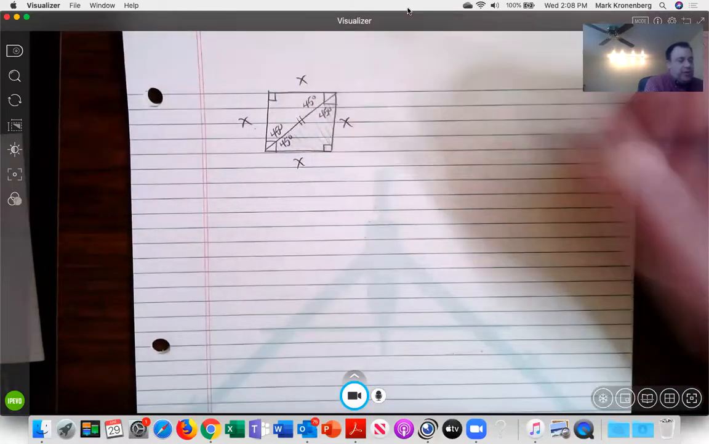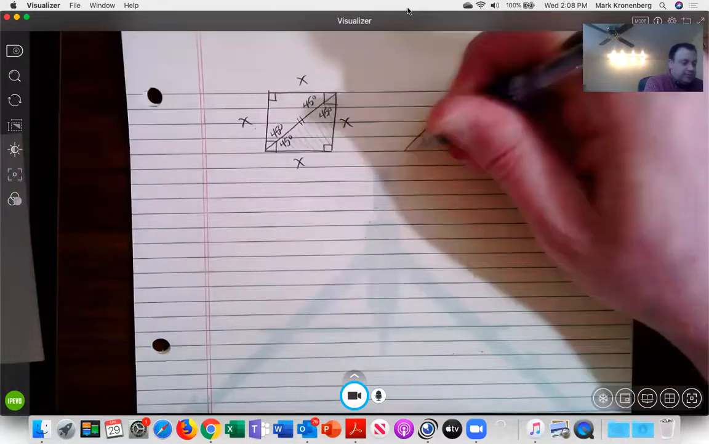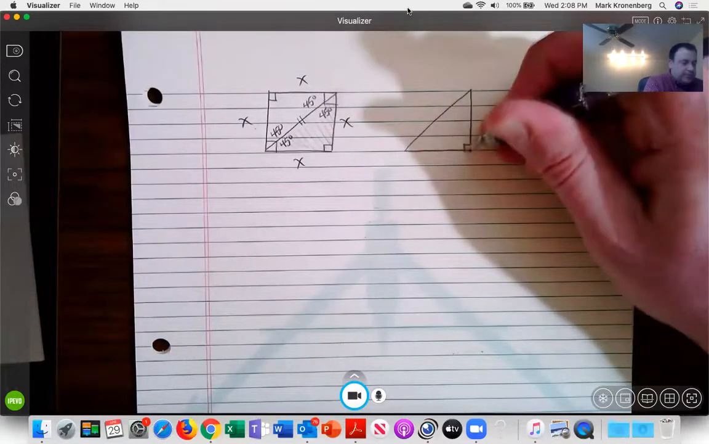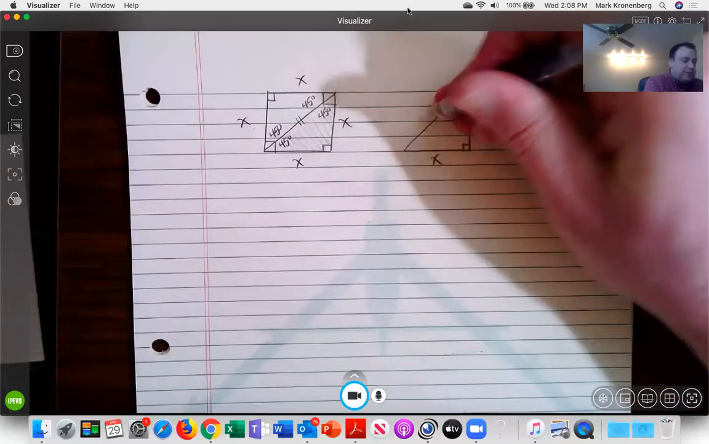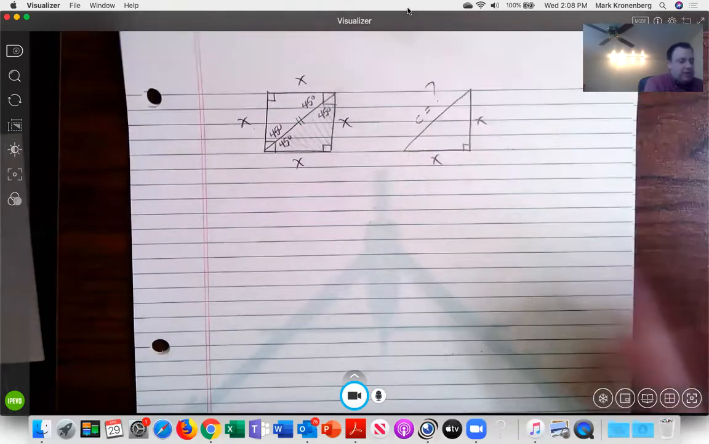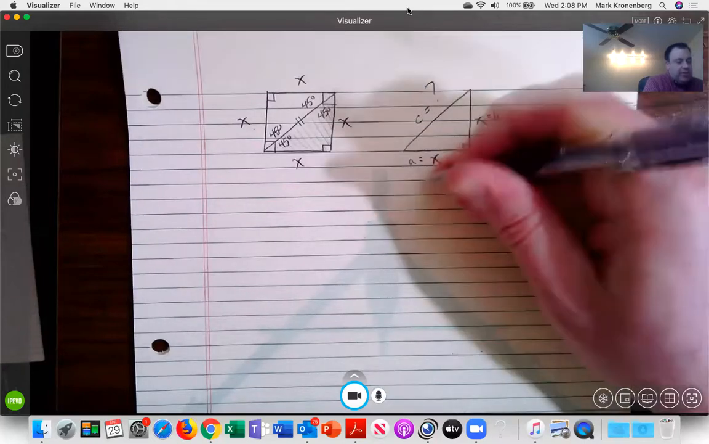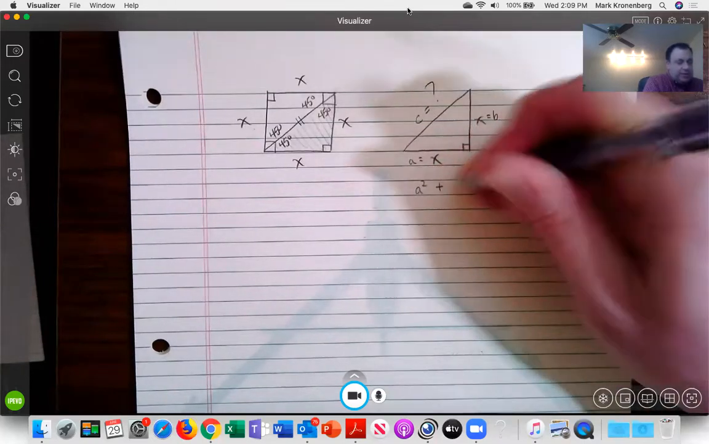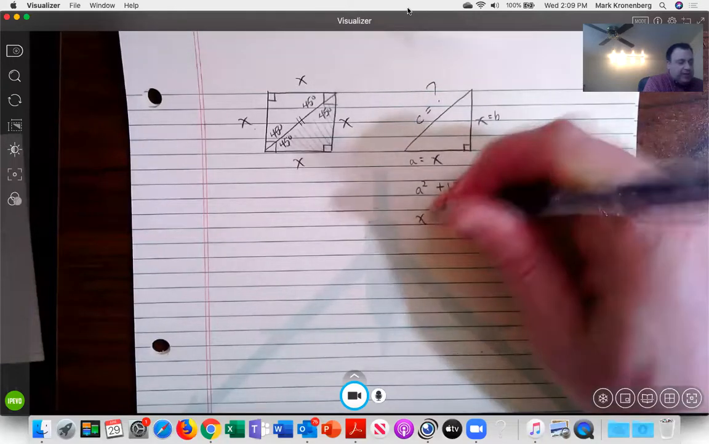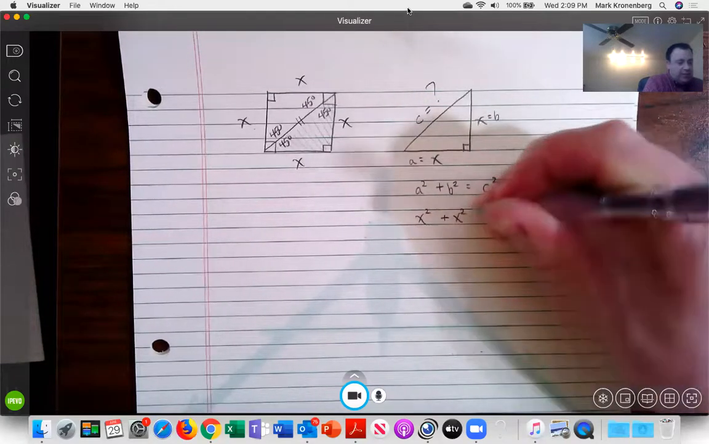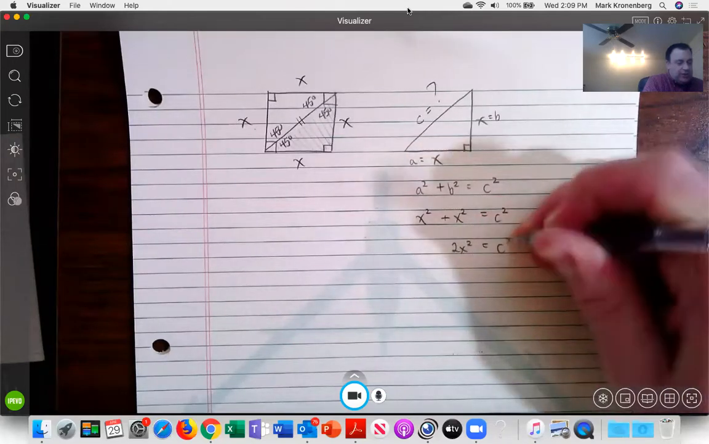So let's say we want to know what is the length of the hypotenuse in terms of x. So x, x, and then how do we solve for the hypotenuse, which we'll call c. And for now, we'll call this a, and we'll call this b. So Pythagorean theorem says that a squared plus b squared equals c squared. We're going to solve for c. x squared plus x squared equals c squared. 2x squared equals c squared.